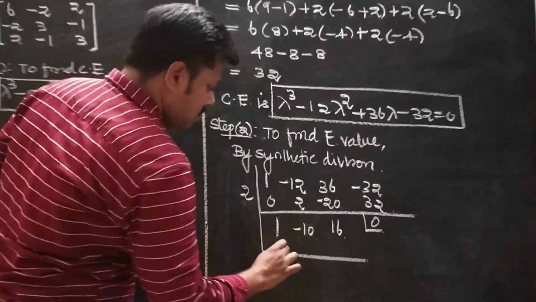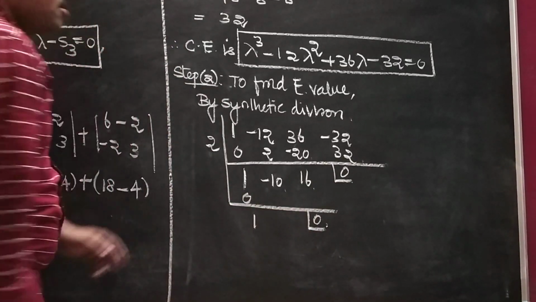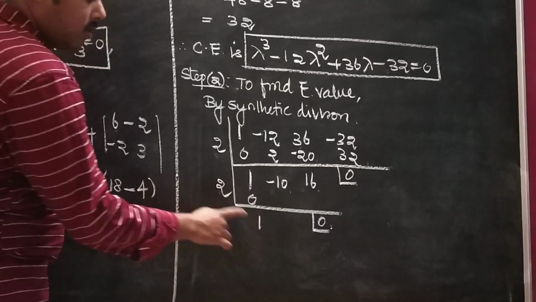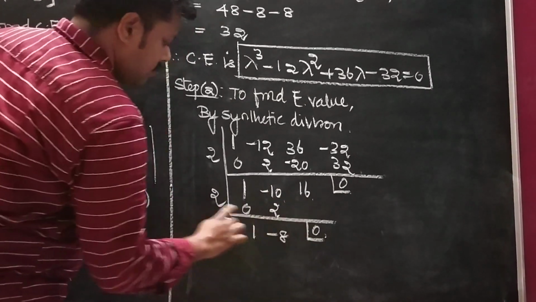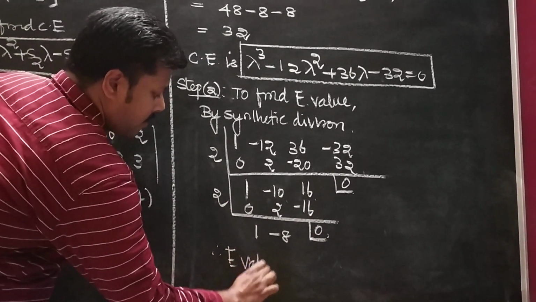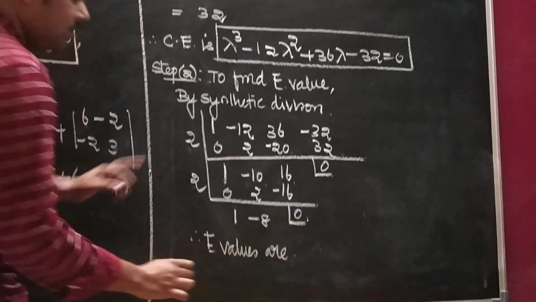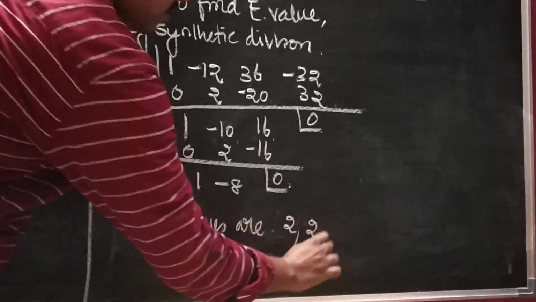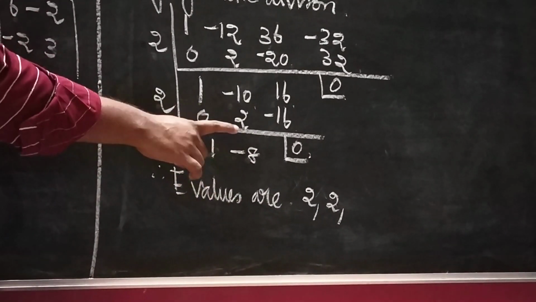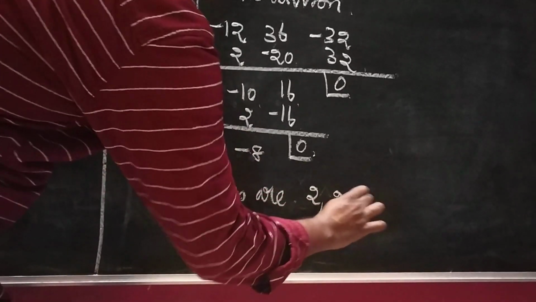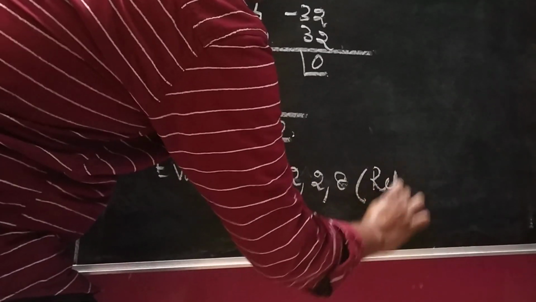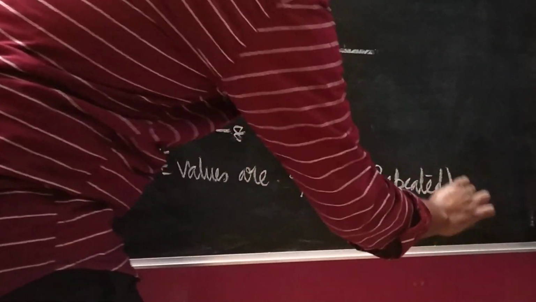Again one more time. Since it is a cubic equation, we have to get 3 roots. So again I am trying: 1 into 2 is 2, minus 8, minus 8 into 2 is minus 16. Therefore the eigenvalues are 2, 2, and from lambda minus 8 equal to 0, lambda equal to 8. Write it in opposite sign of the constant. Here 2 is repeated twice, therefore it is a repeated eigenvalue for the symmetric matrix.